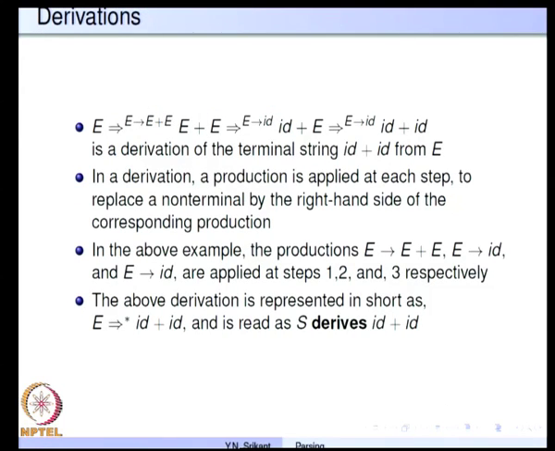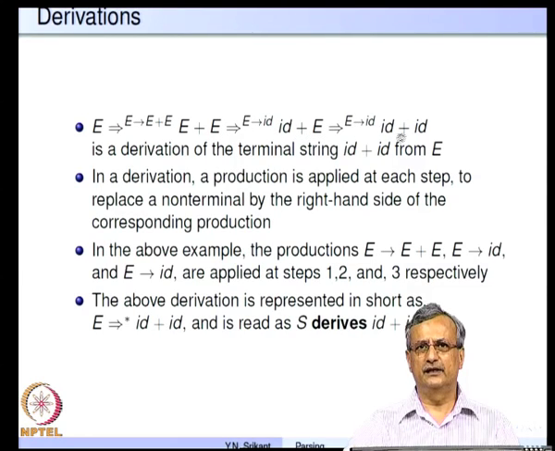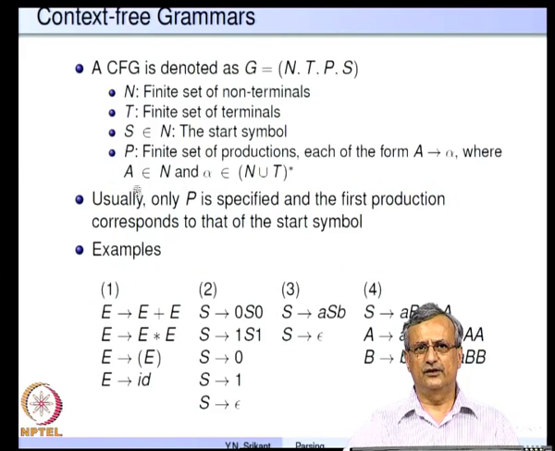Now, let us move on to a very important concept known as a derivation. This is necessary to understand what exactly is a sentence derived by a grammar. Here is an example: E, then we have an arrow and there is a production written here, E to E plus E, and there are three symbols E plus E written here. Similarly, again E to id, the arrow, E to id and id plus E, finally another arrow, E to id and id plus id. So, this is a derivation. As you can see, the first symbol is the start symbol of this particular grammar.